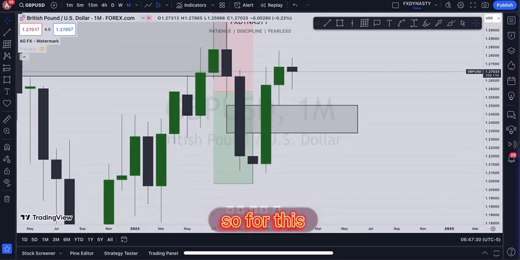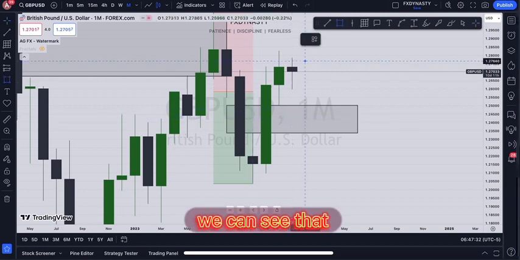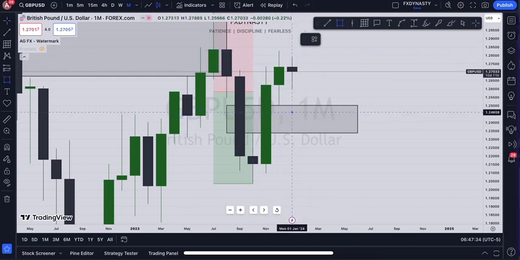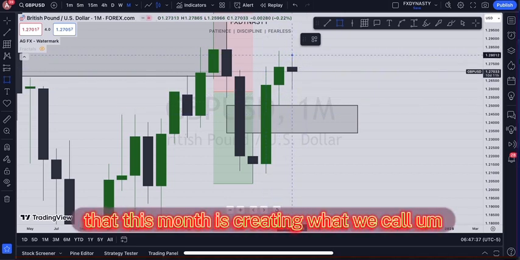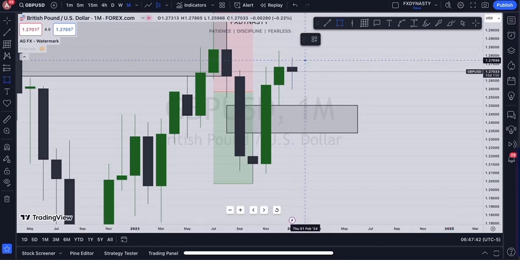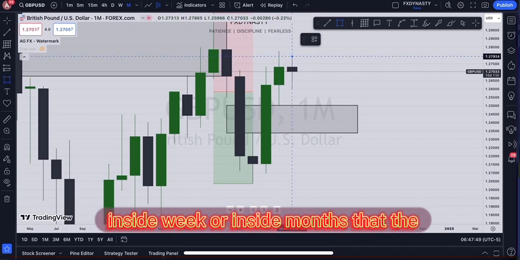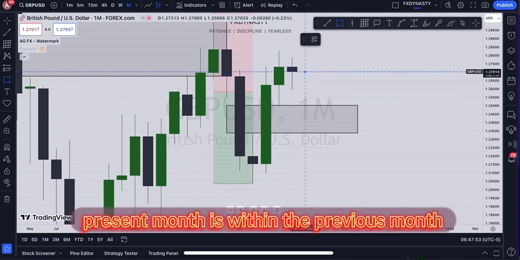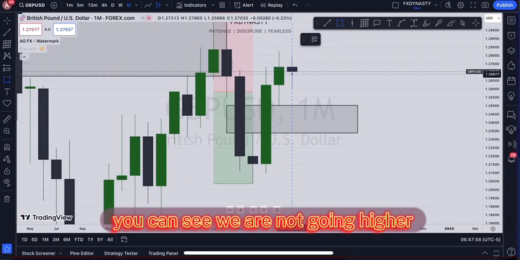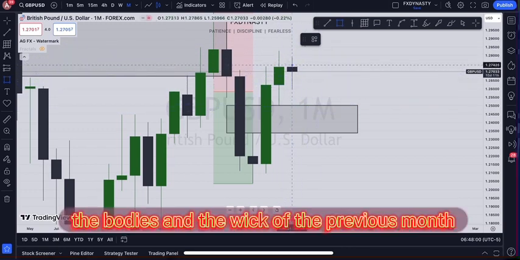So for this, we can see that this month is creating what we'll call an inside bar, or you can say inside days, or inside week, or inside month, that the present month is within the previous month. We can see we are not going higher, we are not going lower, we are just within the bodies and the wicks of the previous month.